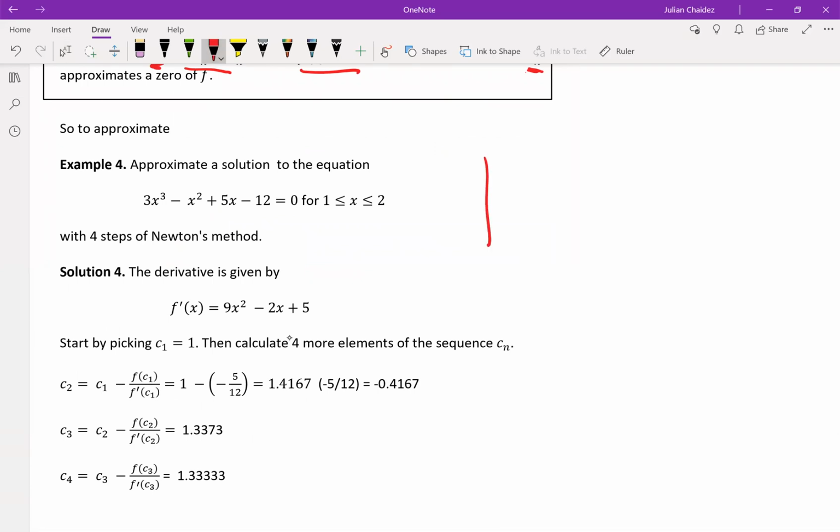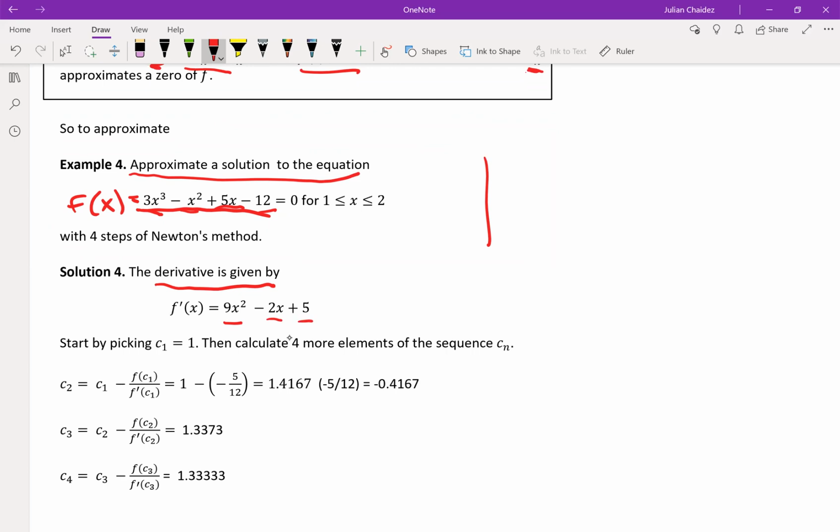Here's the application. Suppose I want an approximate solution to the equation 3x cubed minus x squared plus 5x minus 12 equals 0. So f of x is this polynomial that I underlined there, and I want to do this with 4 steps of Newton's method. First I calculate the derivative. The derivative of f is 9x squared minus 2x plus 5.